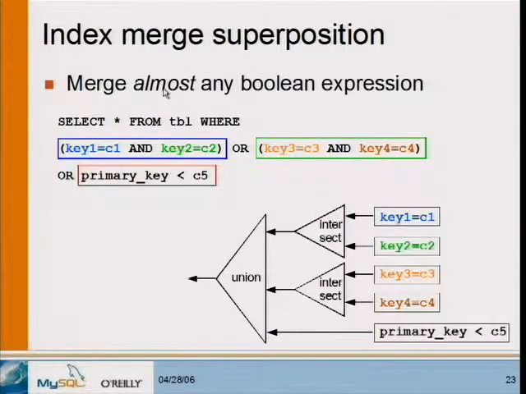And finally, the optimizer also automatically does index superposition. So we can combine these methods to merge indexes on more complex conditions. There are some internal limitations of the range optimizer, but generally speaking, this index merge superposition is applicable to almost any Boolean expression of range conditions, such that all range conditions are covered by some index. And then we can compose them in such a way.